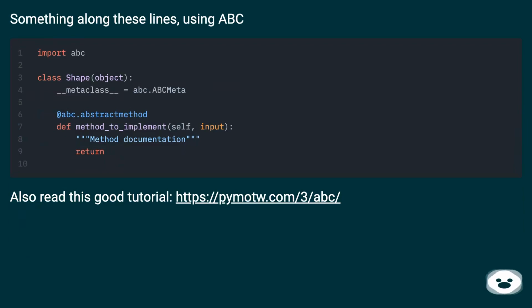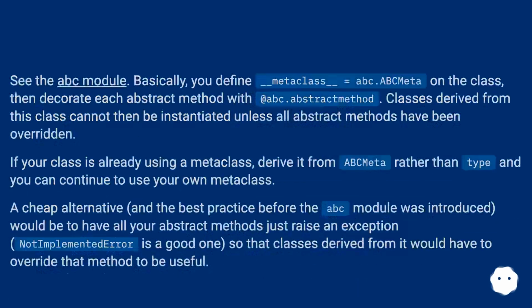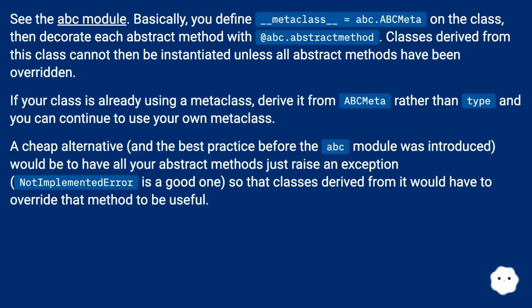Also read this good tutorial, this URL. You can also check out zope.interface, which was used prior to the introduction of ABC in Python. This URL. See the ABC module. Basically, you define __metaclass__ equals abc.ABCMeta on the class, then decorate each abstract method with an abc.abstractmethod. Classes derived from this class cannot then be instantiated unless all abstract methods have been overridden. If your class is already using a metaclass, derive it from ABCMeta rather than type, and you can continue to use your own metaclass.